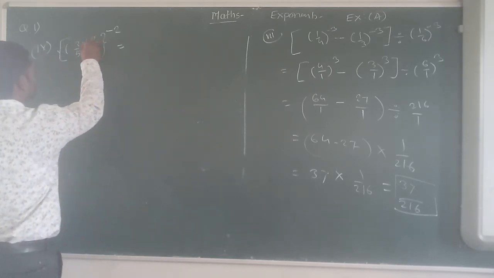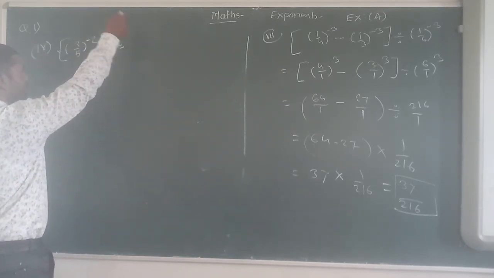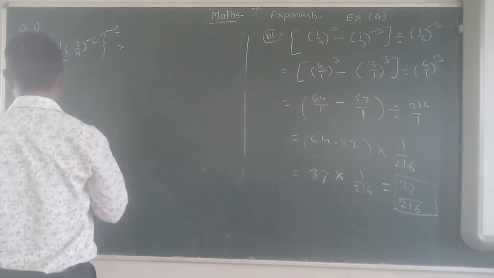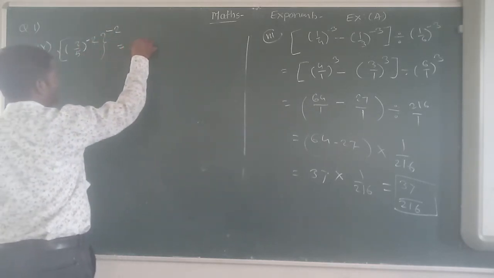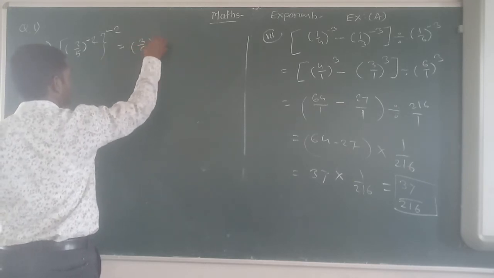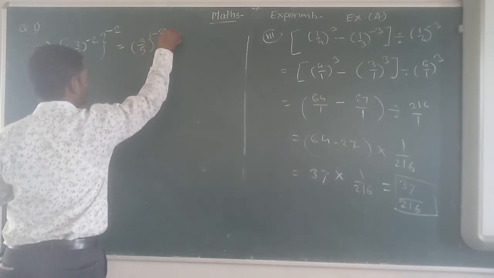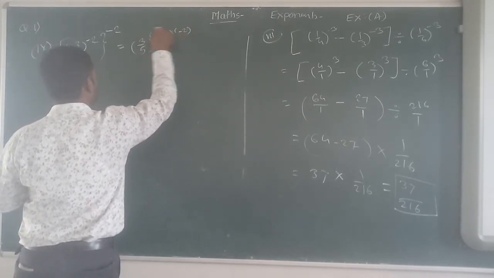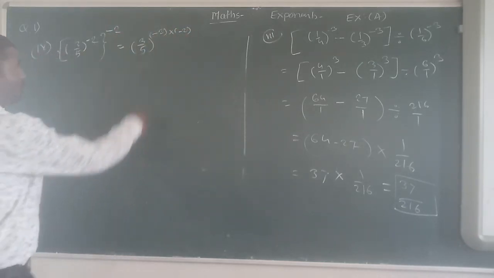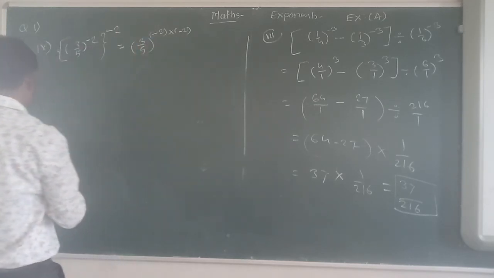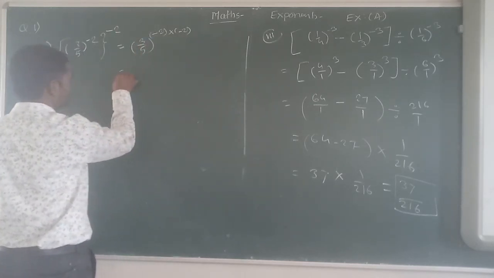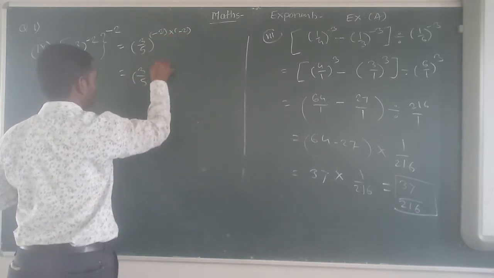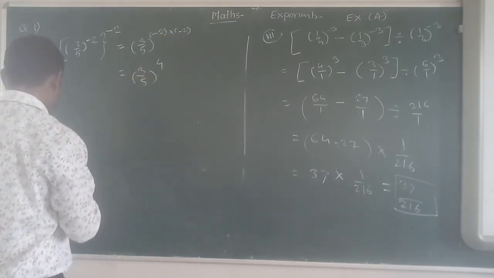See, bracket raised to again bracket. Power of power is the multiplier. So we will take a simple bracket, that small one. 3 upon 5 raised to minus 2 into minus 2, because power of power is the multiplier and both powers have the minus sign. Minus minus gets plus. So which will be 3 upon 5 raised to 2 into 2. 2 into 2 is 4.